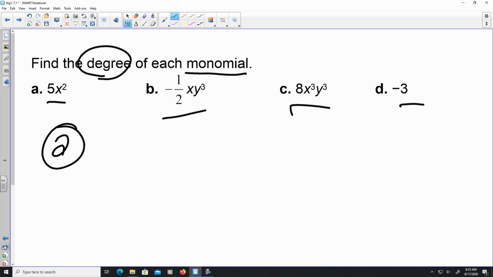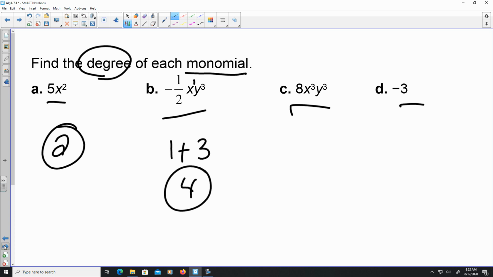When you look at part B, you've got negative 1 half xy cubed. You have two variables, x and y, so you have to look at the degrees of those separate variables. x, even though you can't see it, is a degree of 1. y is a degree of 3. To find the degree of this monomial, you just add those exponents together: 1 plus 3 gives you 4. So this is a fourth degree monomial.